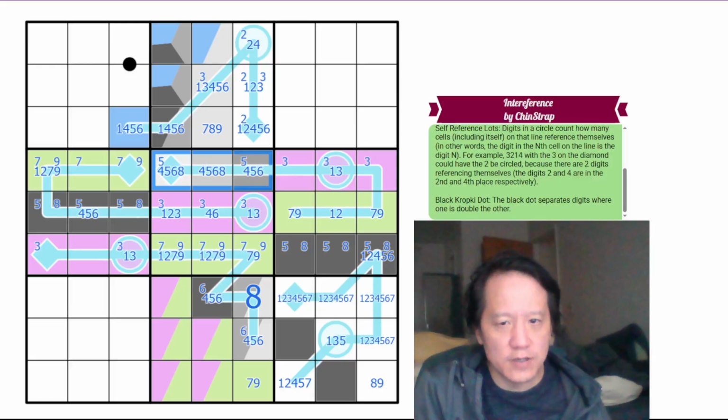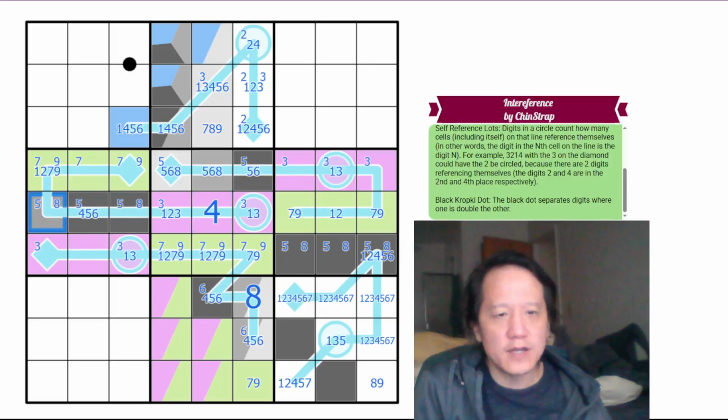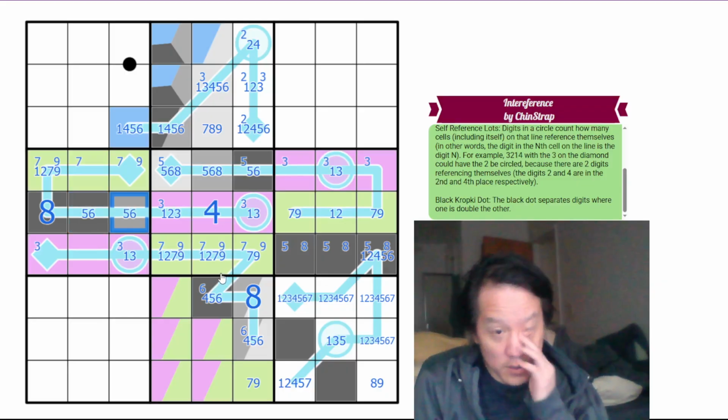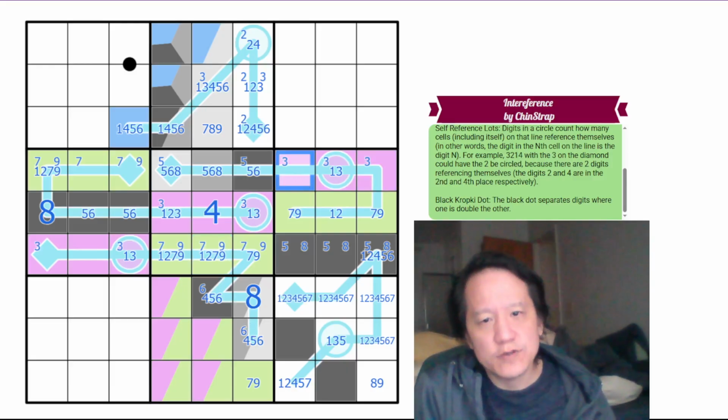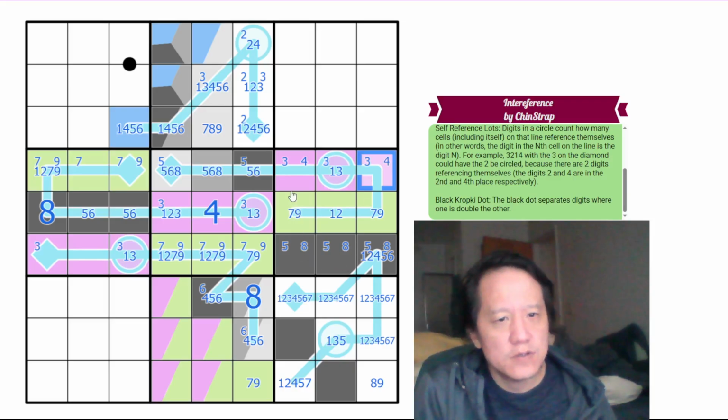So this has to be a 5, 6, 8 triplet, which eliminates 5, 6, 8 in the rest of the box. So this must be 4. That means 4, 8 has to be in the 4th position. And this must be a 5, 6 pair here. So 4 has to be one of these 2. This is 1, 2, 3, 4 possibilities. 4 cannot be here, so it can't be self-referencing itself.